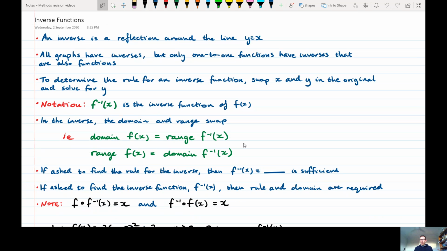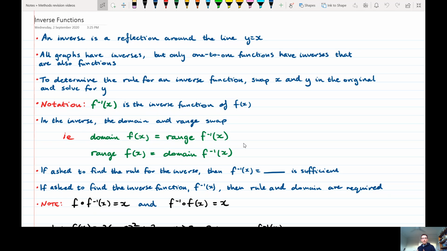Okay guys, this is a video about inverse functions. There are different ways to approach inverse functions in terms of questions. I'm focusing in this video on how to find the rule and the domain of an inverse function, and also how to restrict domains to make sure they exist.